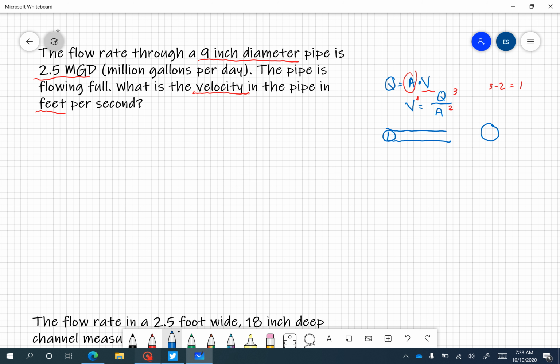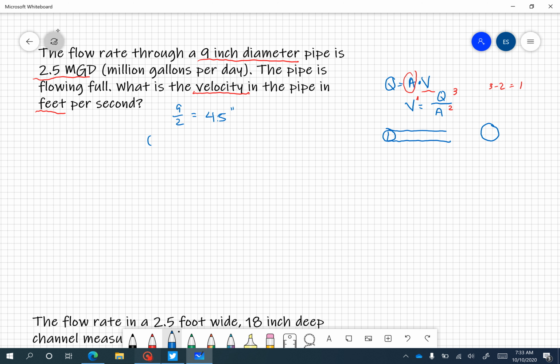Just like in the last example, we were trying to calculate kind of a cross section of the channel with water flowing in it. This time we're trying to calculate the cross section of this pipe. It's 9 inches in diameter. 9 divided by 2 equals a radius of 4.5 inches. Now I can use my formula for the area of a circle, pi times the radius squared.